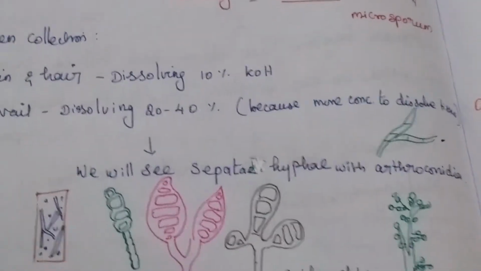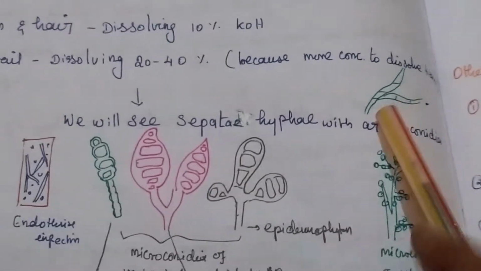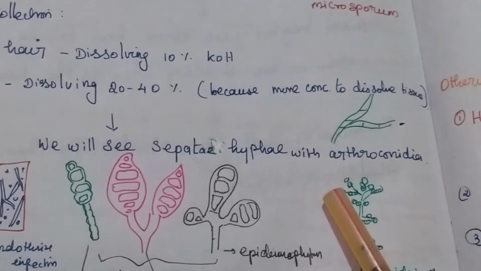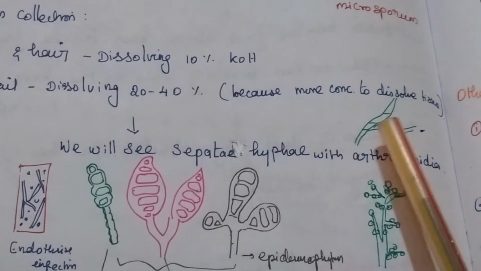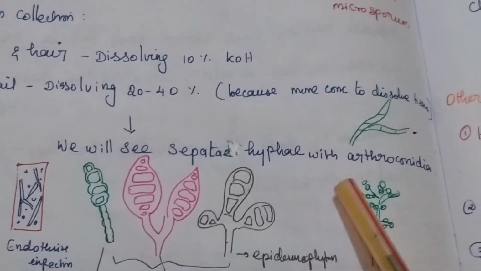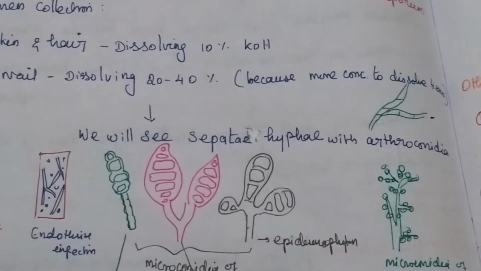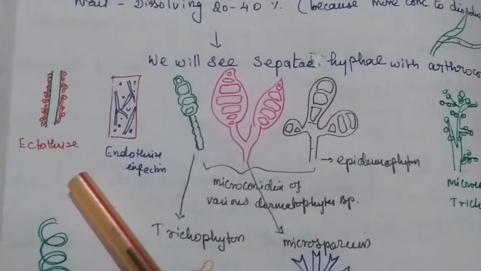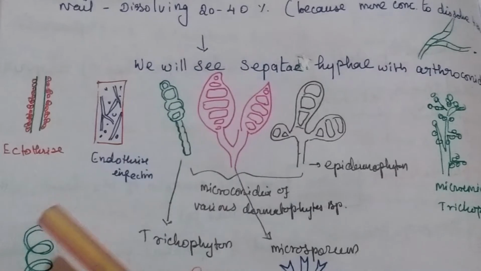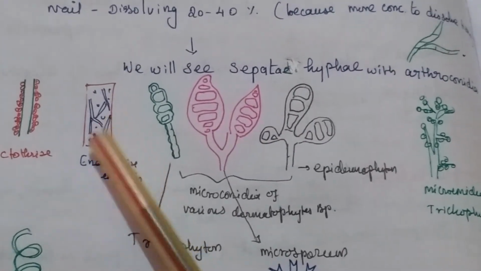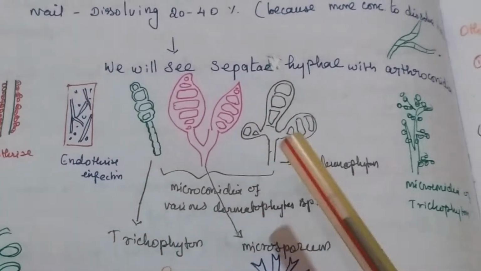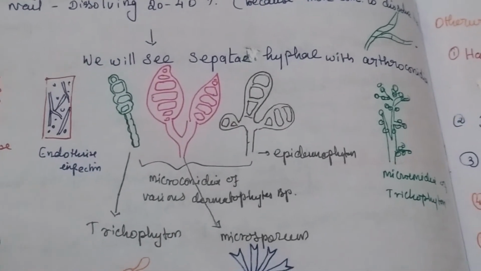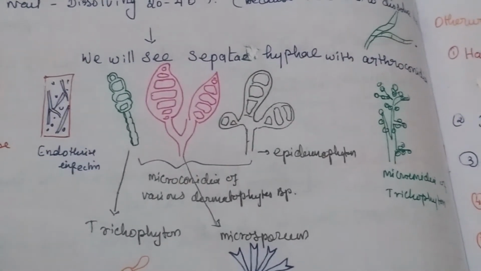We will see septate hyphae with arthroconidia. These are different morphological forms of dermatophytes. This one is ectothrix, outside. This one is endothrix, inside. Then these are the microconidia of various dermatophyte species, club shape, pencil shape like that.